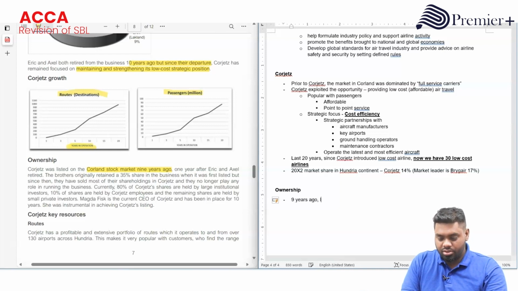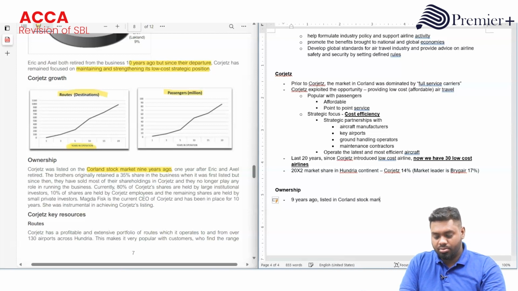Nine years ago, it was listed on the Cologne stock market. The brothers originally retained a 35% share in the business when it was first listed, but since then they have sold most of their shares in Courgettes and they no longer play any role in running the business. Currently, 80% of Courgettes shares are held by large institutional investors, 10% by Courgettes employees, and the remaining shares are held by small private investors.